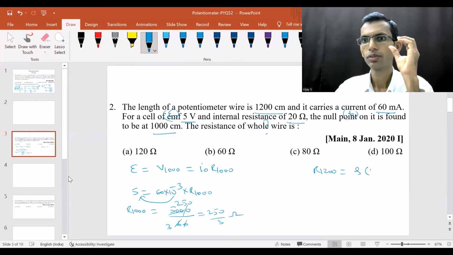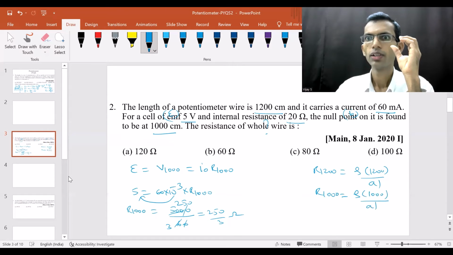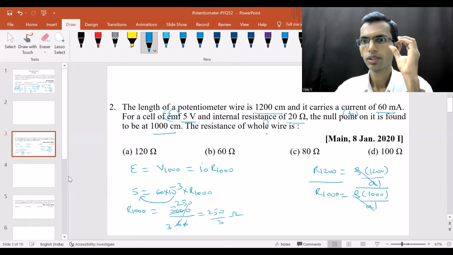L is now how much? 1200 centimeter by A dash. Similarly, the resistance of the 1000 centimeter wire is given by rho L, where L is 1000 centimeter by A dash. When we take the ratio, what are we going to get? Here the 2 zeros we can cancel, 2 sixes, 2 fives. So R1200 by R1000 is equal to 6 by 5 into R1000.